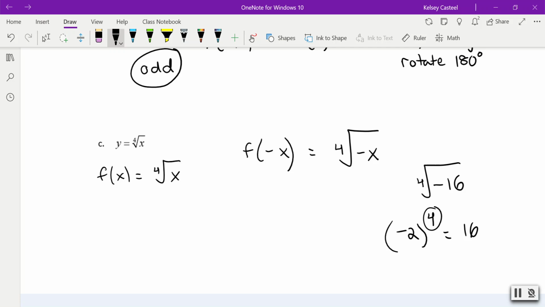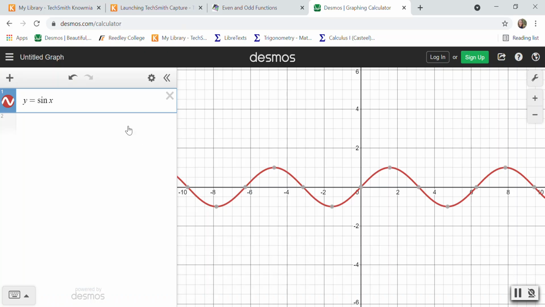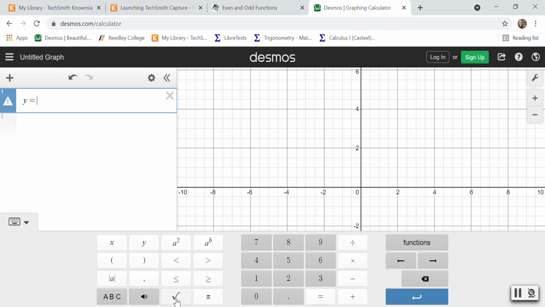So I actually can't use any negative values. So this definitely is not going to be true that f of negative x is equal to f of x or negative f of x. I can't even plug it in. So this function should be neither even nor odd because it does not fulfill either definition. Let's take a look at the graph to see that we, in fact, do not have either of the symmetries that we were talking about.